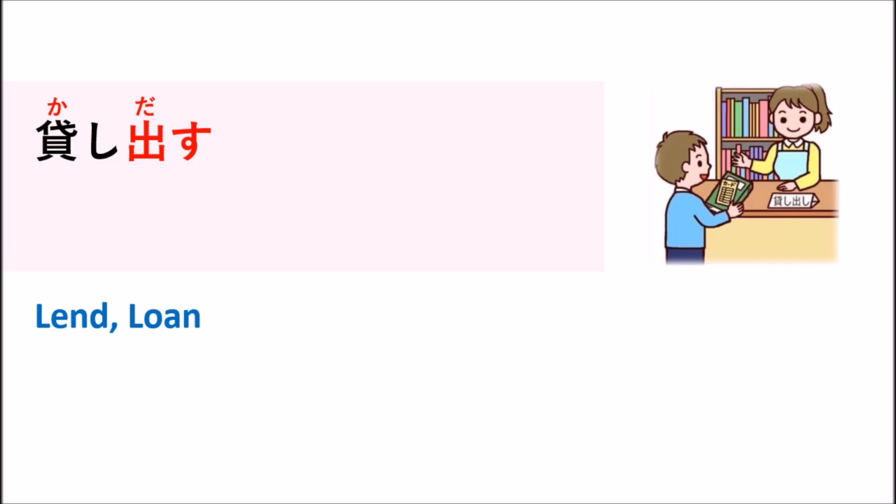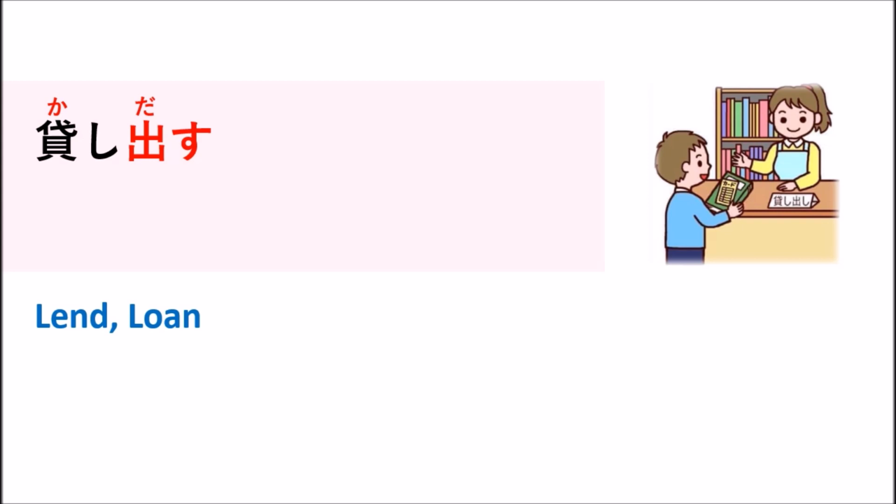Kashidasu means lend or loan. Kashi is from the word kasu. Kasu means to lend something or to loan. Dasu means out, or to put something out. So when we use them together, we can say Kashidasu means to lend something out for somebody.